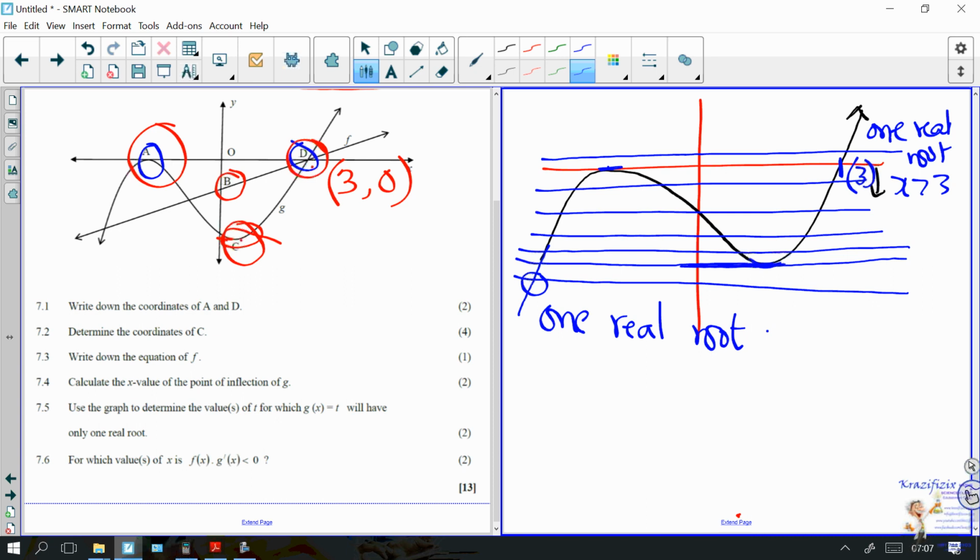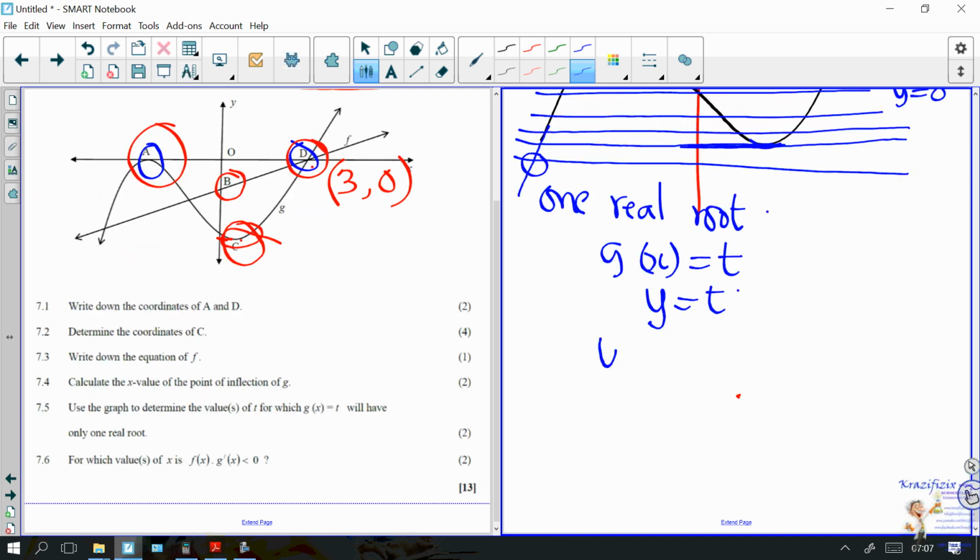All right, so what will my answer now be? Now, x is 3 here, y is what? 0. It means anywhere above this. Remember we said g of x equals t. So basically we are looking for y values. So what should we say? My y must be greater, or since I'm looking for t, my t must be greater than 0, or my t must be less than my turning point.